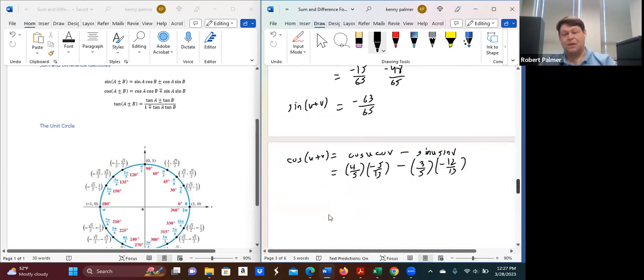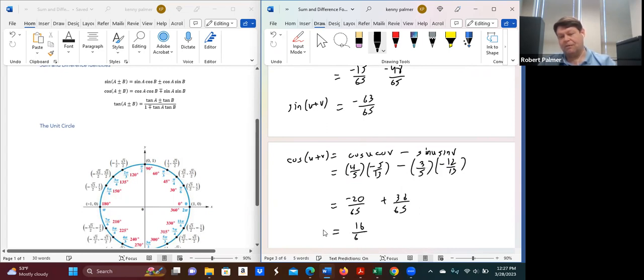Okay, and then just do the same thing. Multiply across to negative 20/65. Now a minus a minus is going to be plus, and that's going to be 36/65. Okay, we combine those, that's going to be positive 16 over 65. That's the cosine of u plus v.